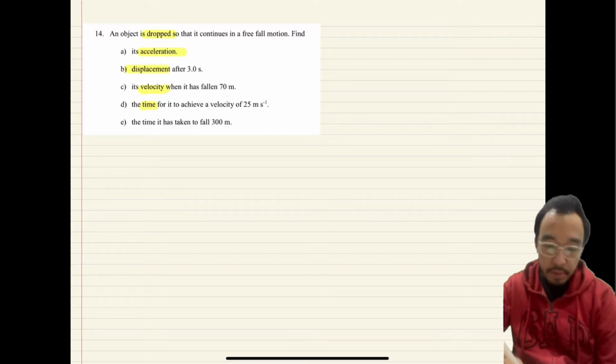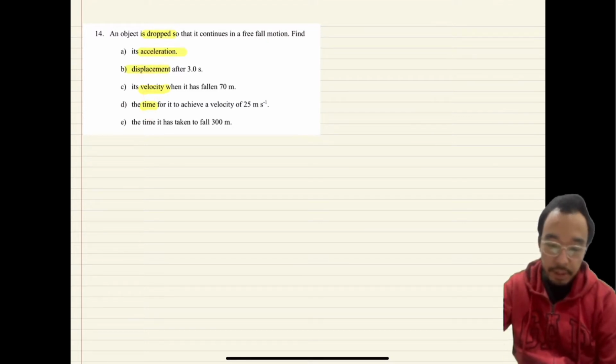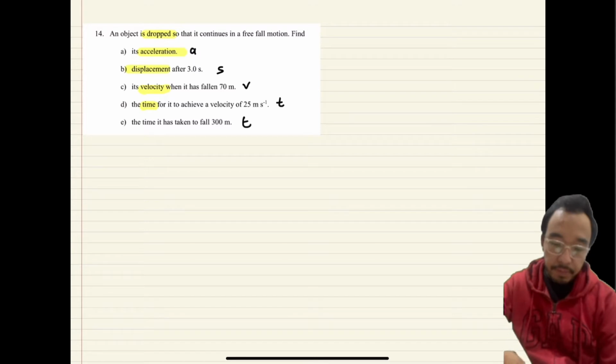An object is dropped so that it continues in free fall motion. Find acceleration, displacement, velocity and time. So just write down the important information from the question. So A, they want you to find acceleration, B, displacement, S, C, velocity, V, and then the last one is time as well. The keyword here is that an object is dropped, which means that the U is equal to 0.